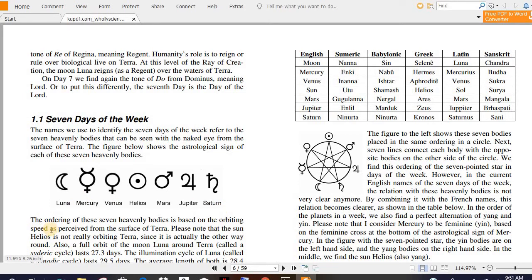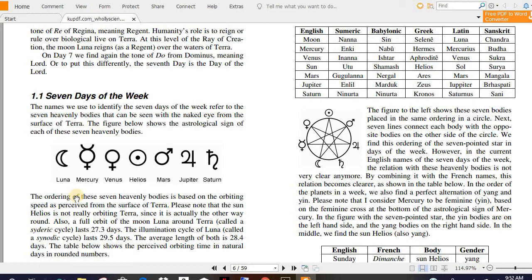The ordering of the seven heavenly bodies is based on the orbiting speed as perceived from the surface of Terra. Please note that the sun, Helios, is not really orbiting Terra, since it is actually the other way around. Also, the full orbit of the moon, Luna, around Terra, called a sidereal cycle, takes 27.3 days. The illumination cycle of Luna, called a synodic cycle, lasts 29.5 days. The average length of both is 28.4 days.